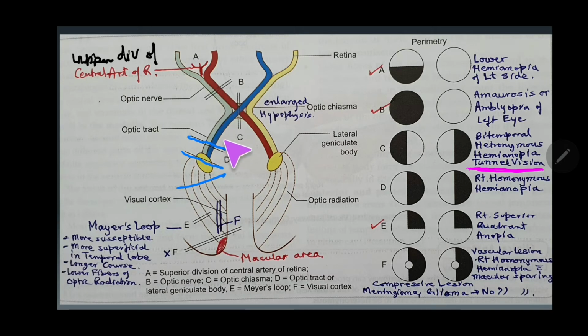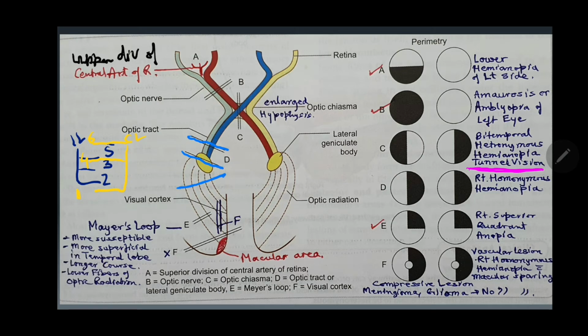The fibers, once again remember, from the ipsilateral retina will converge on lamina number 2, 3 and 5, and from the opposite or contralateral retina, fibers will converge on lamina number 1, 4 and 6, right? So this is how the fibers relay here.